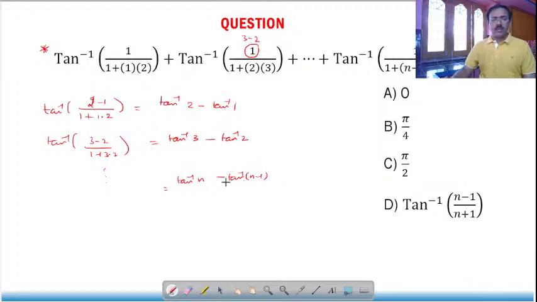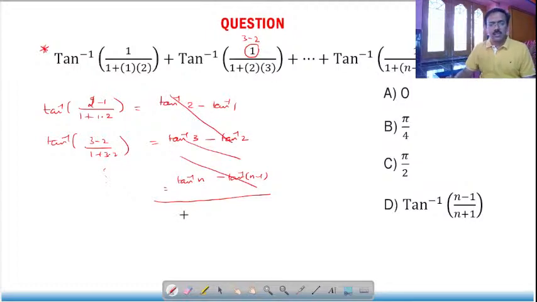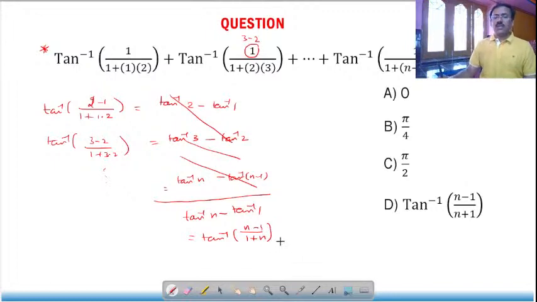Right? You just add all these things. So these two cancel, these two cancel, these two cancel. So tan inverse n minus tan inverse 1. So friends, you can write tan inverse of x minus y by 1 plus xy. n is a natural number, denominator positive, so it is fine. Tan inverse of n minus 1 by n plus 1. Friends, hope you got this result.